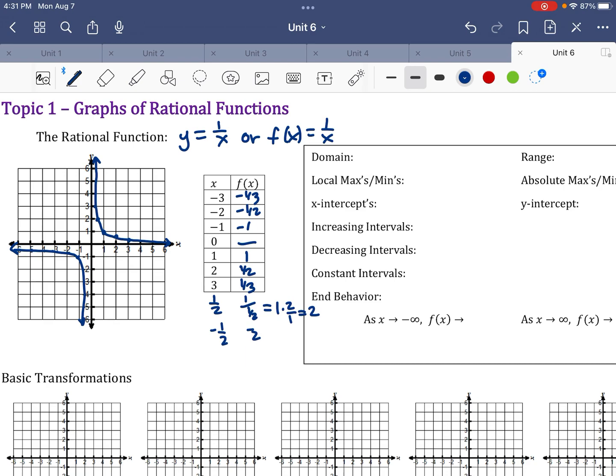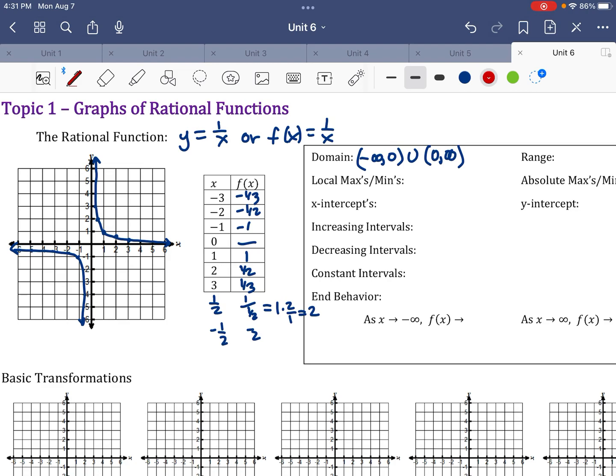Your domain is all real numbers except for 0, so you can't plug in 0. So it goes from -infinity to 0, not including 0, or you can go from 0 to infinity. Your range is the same thing. Notice that the answer was never 0. So you have basically asymptotes. If you've never heard of asymptotes before, you get these kind of lines on your picture that you are going to stay away from, right?